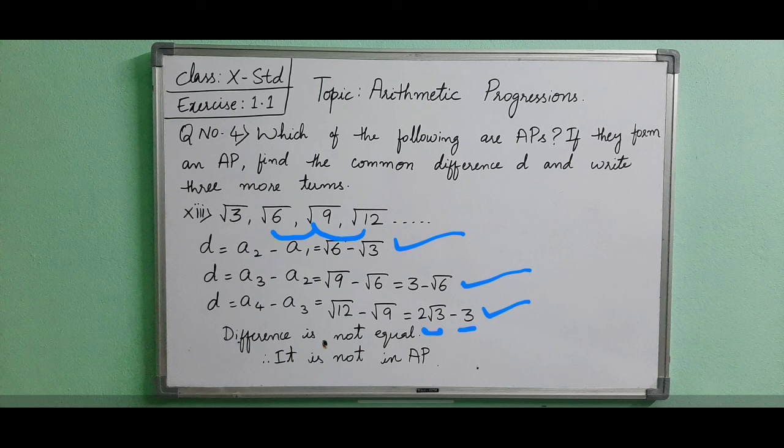If we see the differences here, all 3 differences are not equal. When they are not equal, definitely they will not be in arithmetic progression. Now the 14th question.